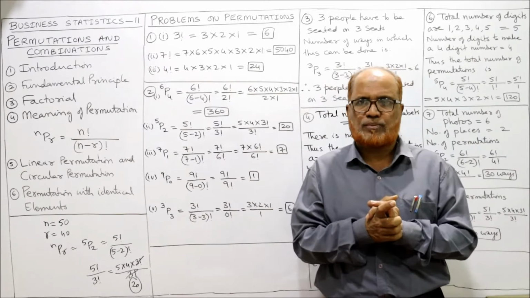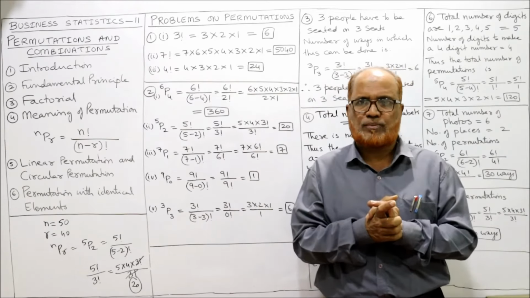7P1. n is equal to 7, r is equal to 1. So 7 factorial divided by 7 minus 1 factorial. 7 minus 1 is 6. So the numerator also will stop at 6 factorial. So 7 into 6 factorial divided by 6 factorial. 6 factorial will get cancelled. 7 will remain. 9P0. So 9 factorial divided by 9 minus 0 factorial. So 9 minus 0 is 9 factorial. So 9 factorial divided by 9 factorial, you get 1.